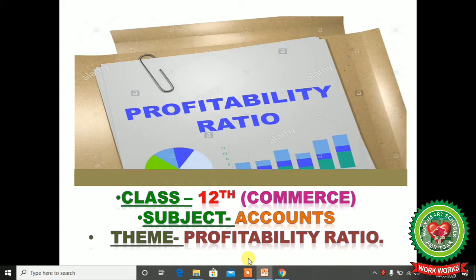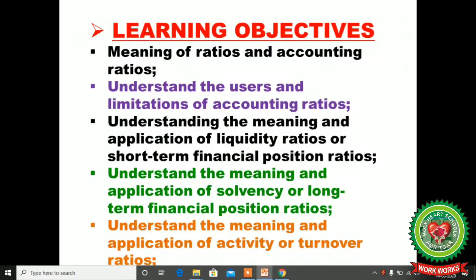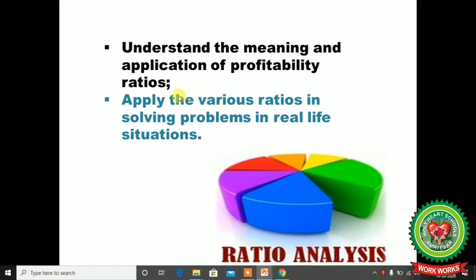From the name it is clear: if you want to know about the firm's profitability, then which ratio is required? Profitability ratio. In my previous videos, I discussed with you the meaning of ratios, accounting ratios, then the liquidity ratio, application of liquidity ratio, solvency ratio, and activity ratio. My today's topic is understanding the meaning and application of profitability ratio.